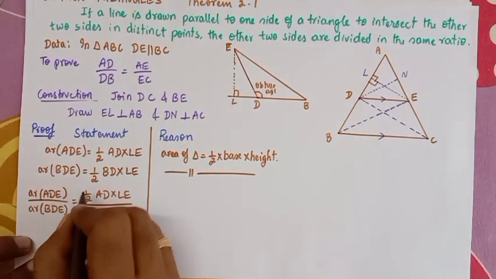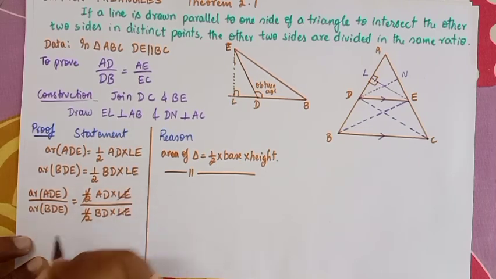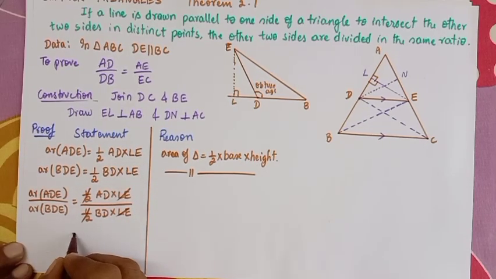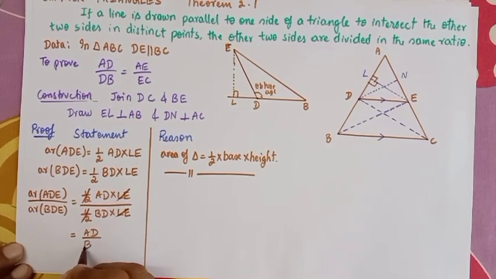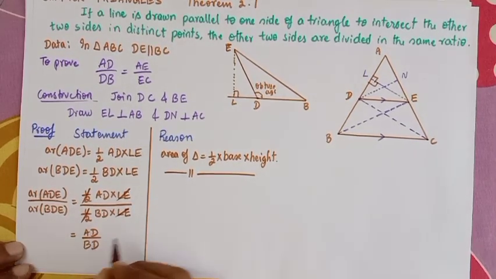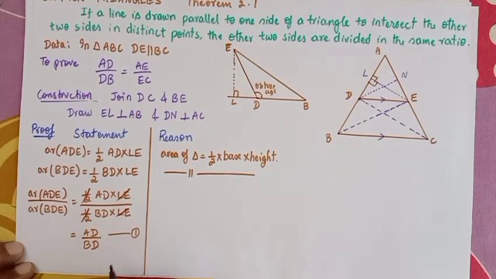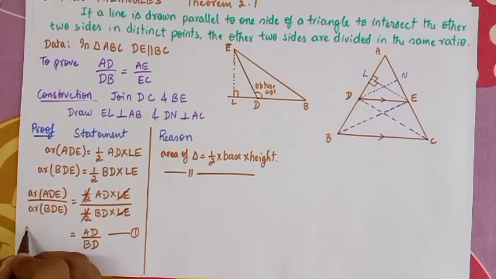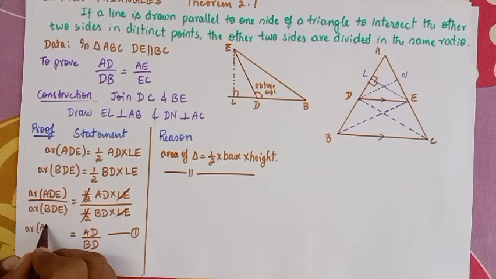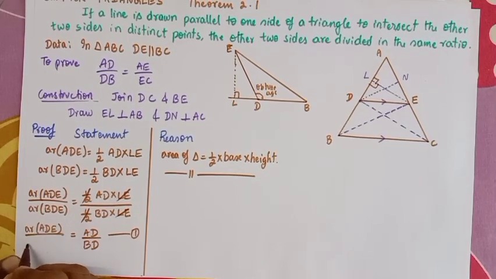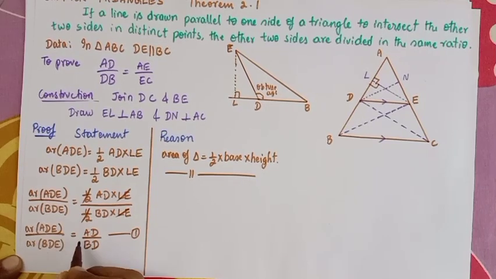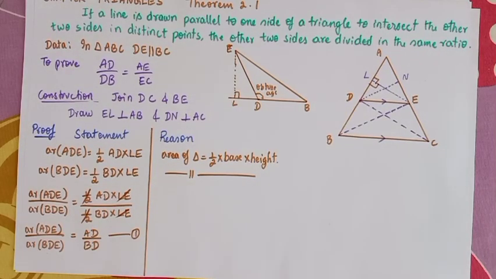Here half cancels, LE cancels, which will be equal to AD by BD. Let us note this down as 1. So area of ADE by area of BDE is equal to AD by BD. Likewise, let us move on to the next triangles.